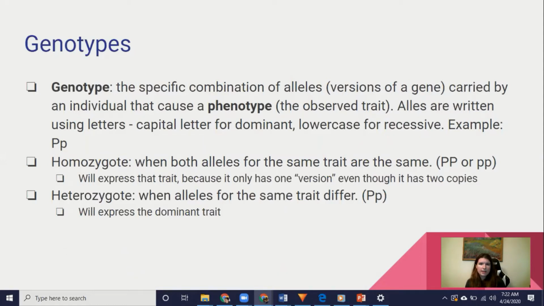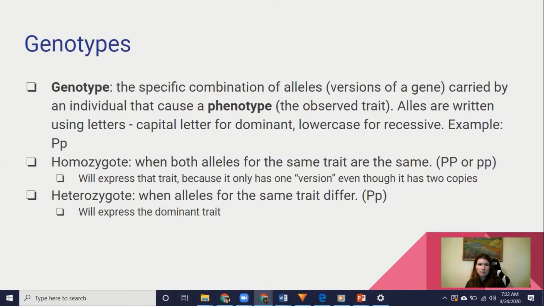So what we were looking at in that Punnett square just now are genotypes. A genotype is the specific combination of alleles, the specific versions of a gene that are carried in someone's genome. If you were to sequence their DNA, sequence all their chromosomes, you'd find two versions, possibly two versions that are the same, possibly two versions that are different.